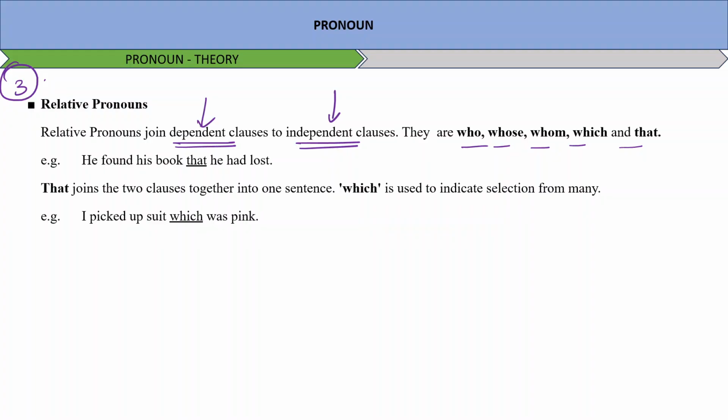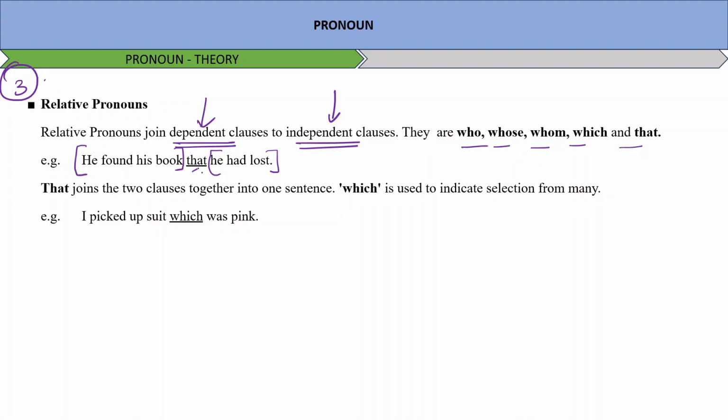This is the main clause. If I just tell you, he had lost, you will not be able to relate to what I'm actually trying to say. So I need an independent clause to complete the dependent one, and we need to join a dependent and an independent clause with the help of that. So we are joining them with the help of the relative pronoun that. That joins the two clauses together into one sentence, whereas which is used to indicate selection from many.